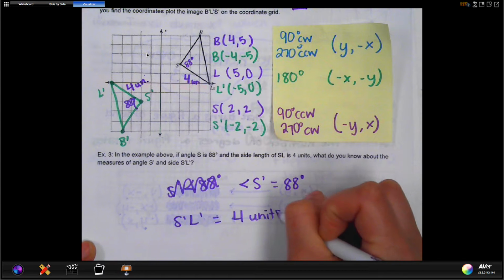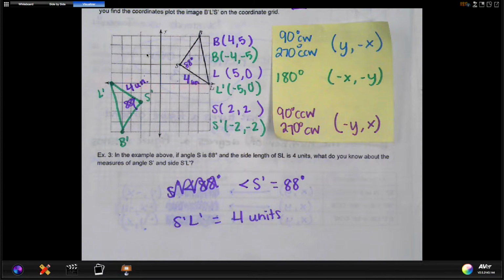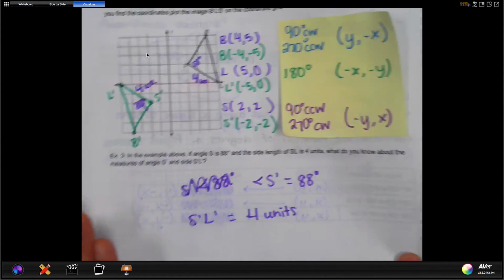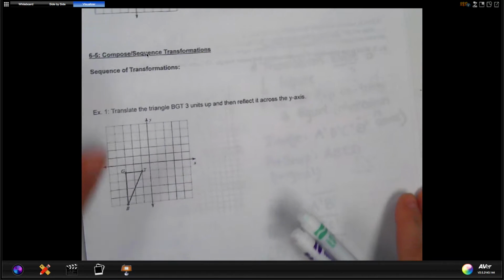Because rotations preserve angle measure and also side lengths. Okay, that's it for that. That's a good review. And then here's what we're going to learn that is new today, and that is how to describe a rotation that maps one onto the other.